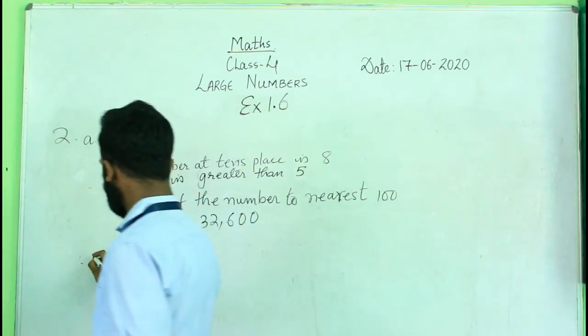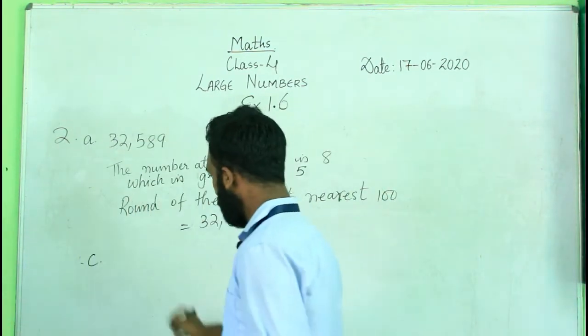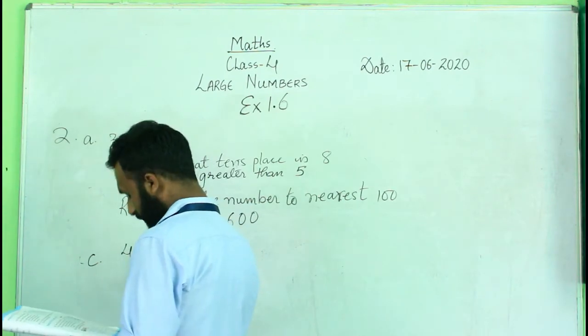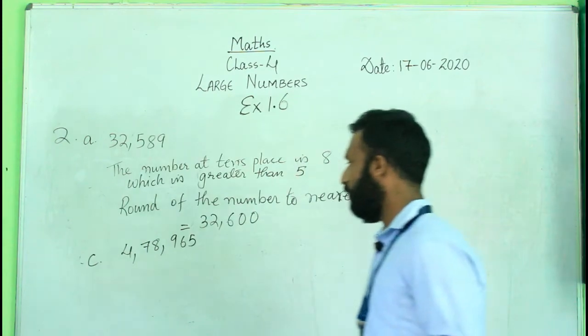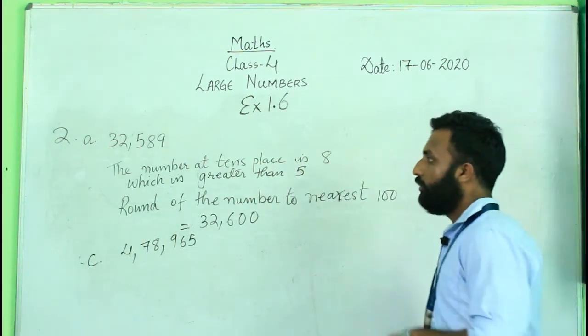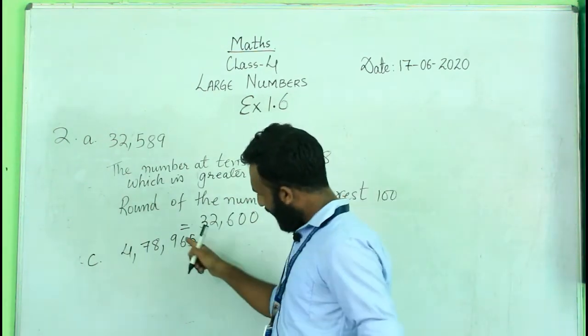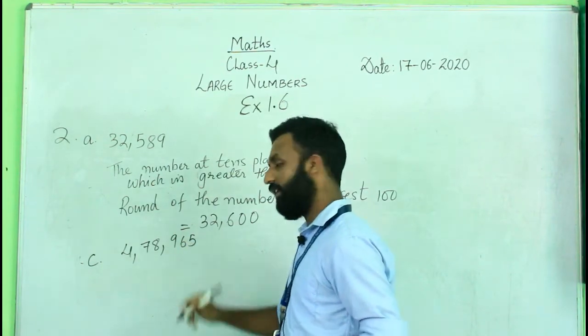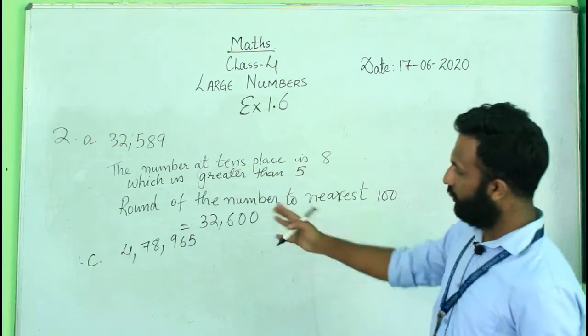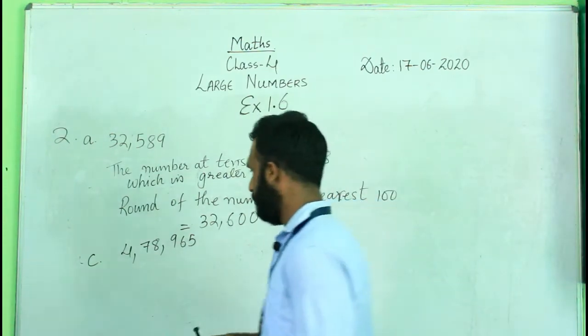Let's do one more question from here. Number C. So we have 4,78,965. At the tens place we have 6. So it is greater than 5. That means here also we will have a change.